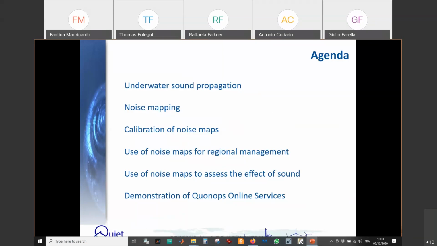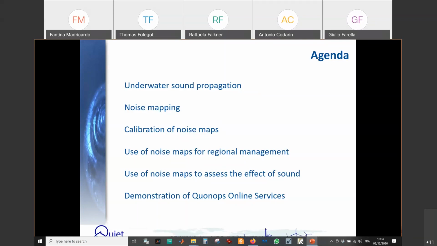So the idea here is just to talk a little bit about underwater sound propagation and the effect of the environment on the propagation. Then the concept of noise mapping. What is a noise map? How is it built? And what does it show? And how to read a noise map. Then something more technical on the calibration of the noise map, which is how we use measurements to calibrate the maps, to ground truth the maps.